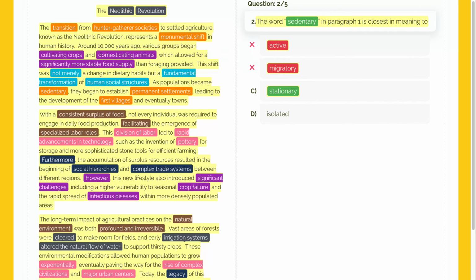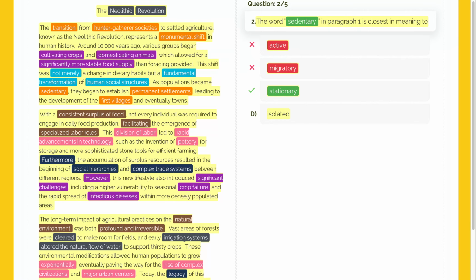The word stationary means not moving or staying in one place. This fits perfectly with the phrase permanent settlements and the move to live in villages and eventually towns. If you are stationary, you stay where you are, which is exactly what happened during the Neolithic Revolution. This option is correct. Now that we've seen the example, let's check option D and see how it compares.